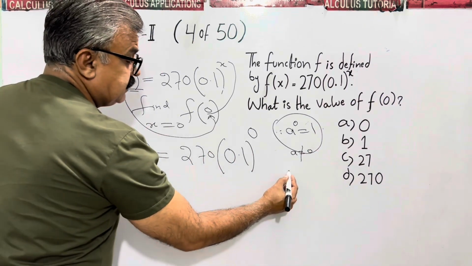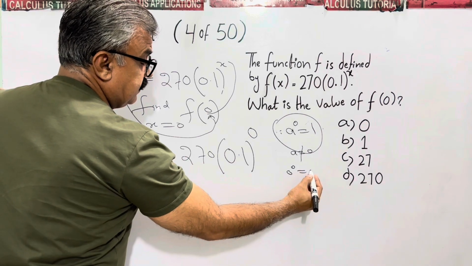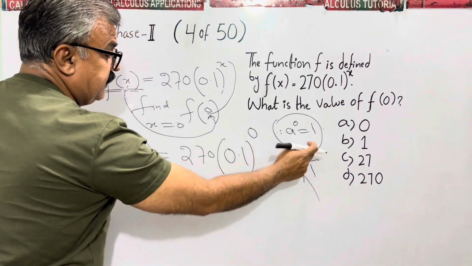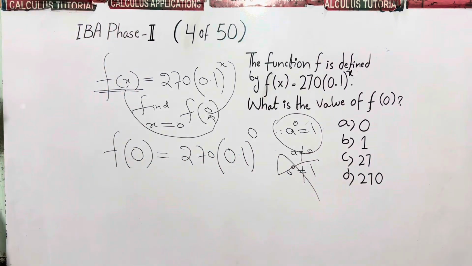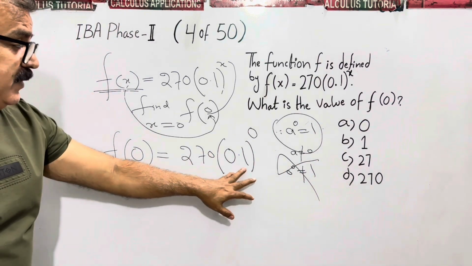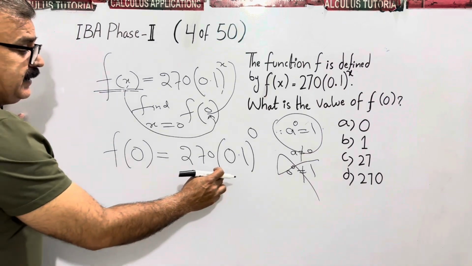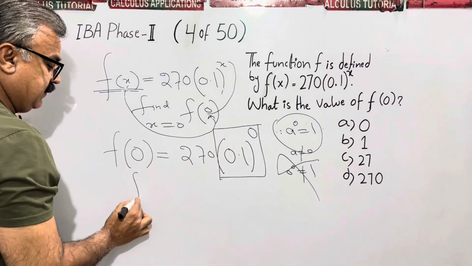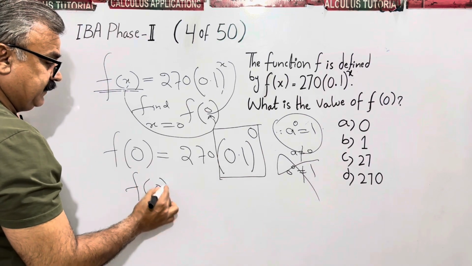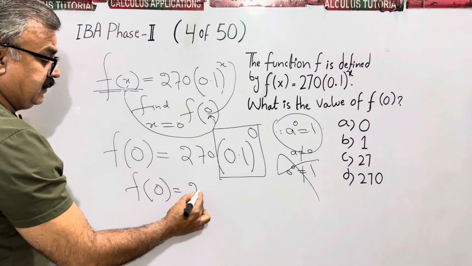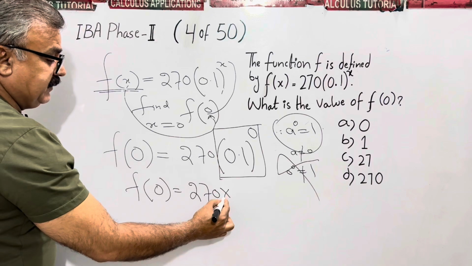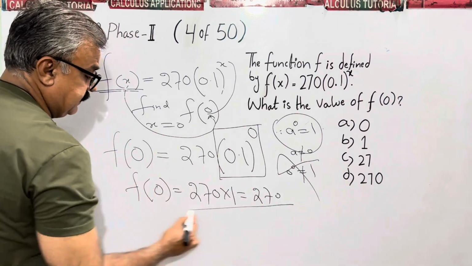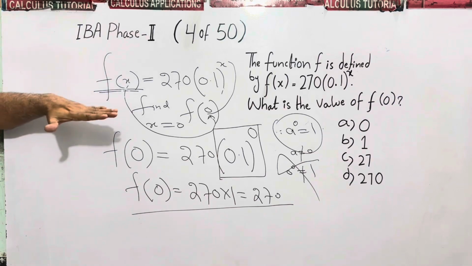Mark my words, 0 raised to 0 is not equal to 1. A raised to 0 is equal to 1, where a is a non-zero quantity. In that case, 0.1 is the non-zero quantity, raised to any power, it's equal to 1. So we have f of 0 is equal to 270 times 1. So 270 is our answer.